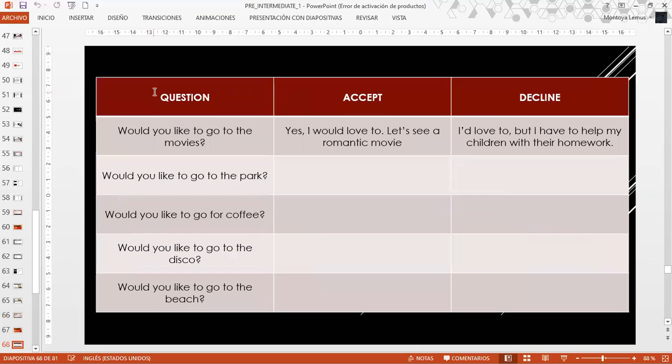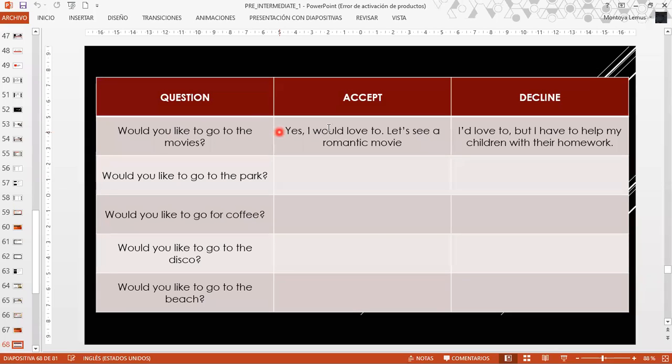Okay, now you have this exercise there in WhatsApp. I have given you some invitations already. And I want you to write, let's use your creativity, okay? I want you to write one answer accepting the invitation and another answer declining, refusing the invitation. Like here, okay? The invitation is, would you like to go to the movies? Accepting the invitation: Yes, I would love to. Let's see a romantic movie.